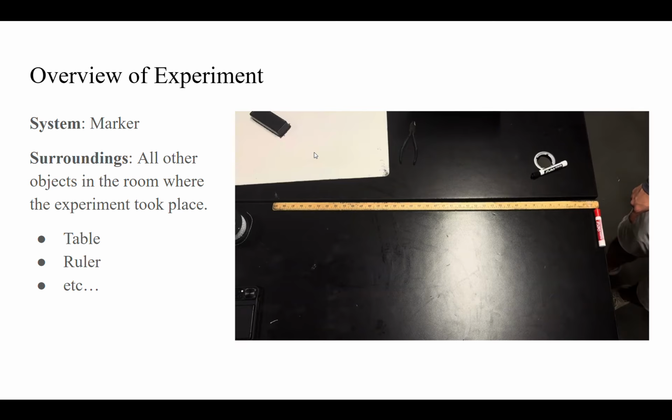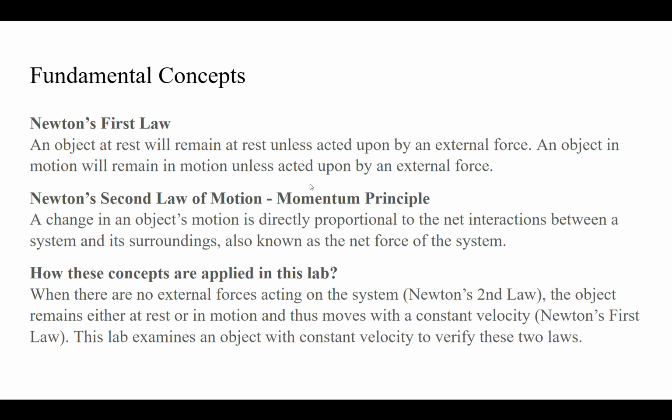For this experiment, the system is the marker and the surroundings is everything else that's not the marker, including the table, meter stick, etc. Fundamental concepts discussed in this lab are Newton's first law, which states an object at rest will remain at rest and an object in motion will remain in motion unless acted upon by an external force, and the momentum principle, which states a change in an object's motion is directly proportional to the net interaction between a system and its surroundings. These concepts are applied in this lab because when there are no external forces acting on the system, the object remains either at rest or in motion and thus moves with a constant velocity.